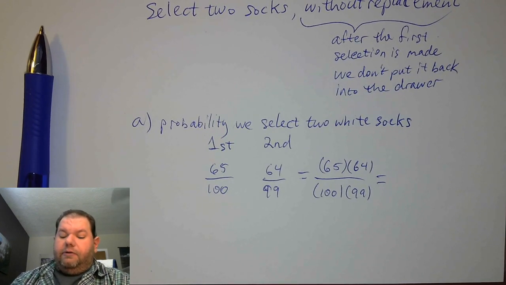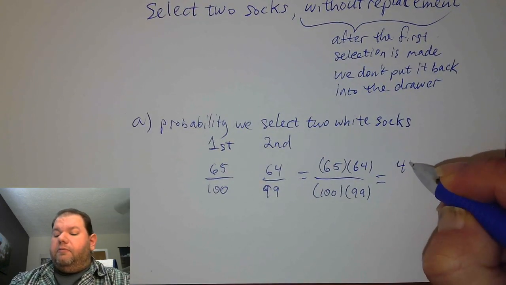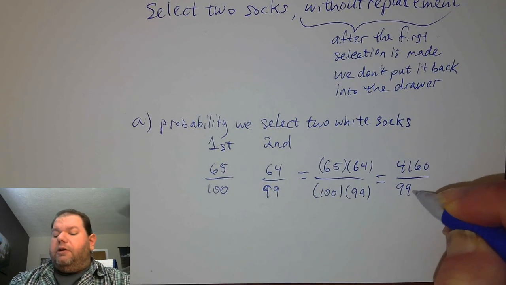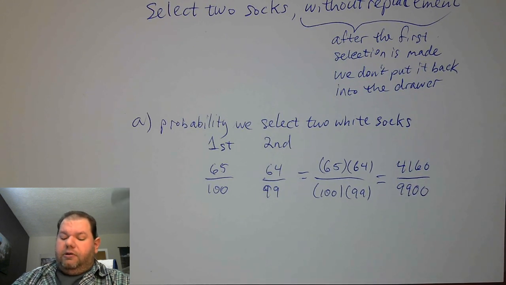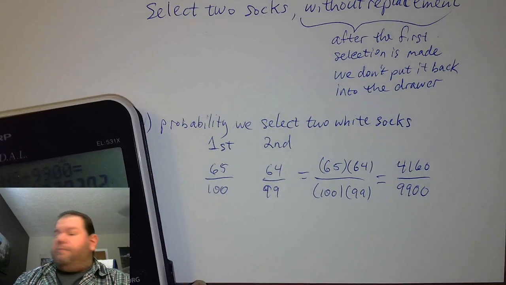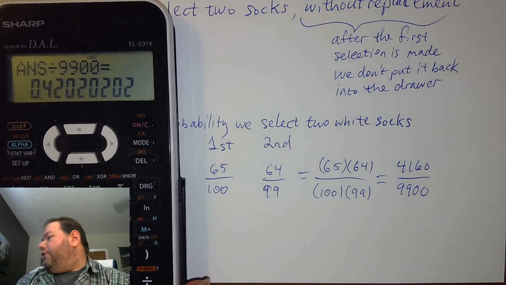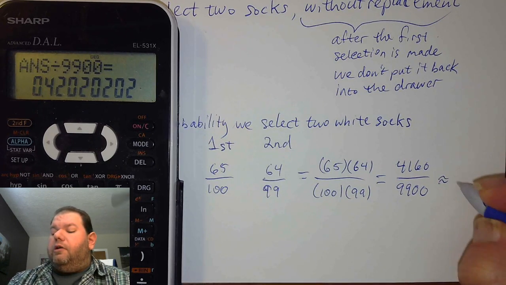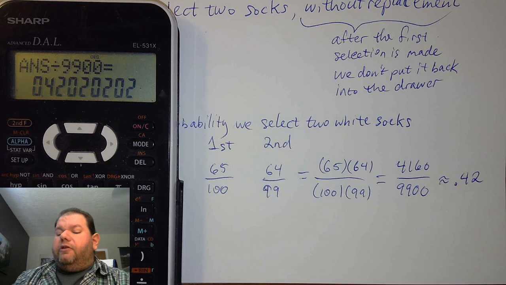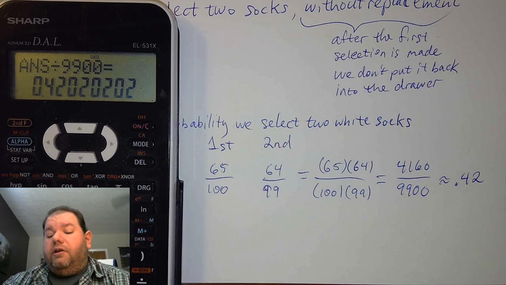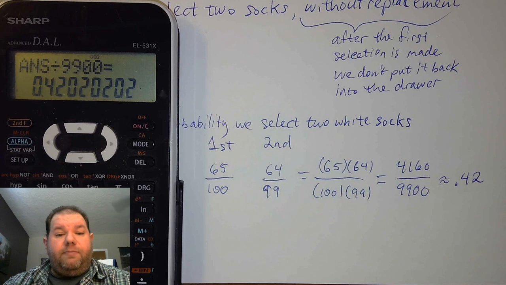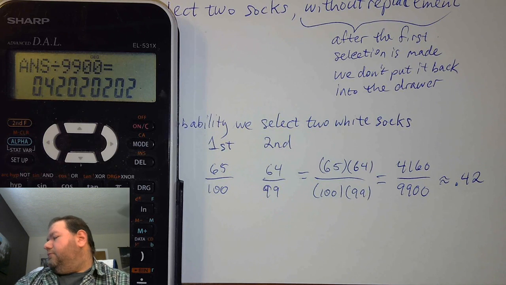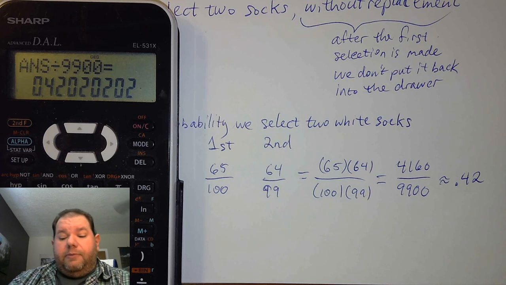65 times 64 is 4,160 over 9,900. And then divide. And we get a probability of about 0.42. So there's really a 42% chance that we just pick 2 socks at random and we have a matching pair of white socks. Which is not bad. But that is the most numerous color of socks in our drawer.